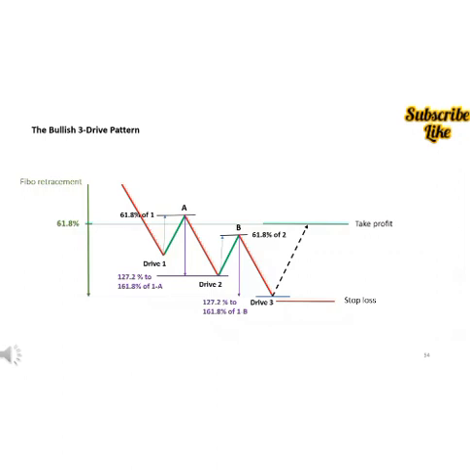A simple way of finding a profit target is by drawing a Fibonacci retracement from the very high of the start of the pattern, to the very low of the pattern, where the pattern completes the third drive. The take profit is the 61.8% Fibonacci level of this swing. The stop loss would be placed just below the 161.8% Fibonacci extension level of drive 2.